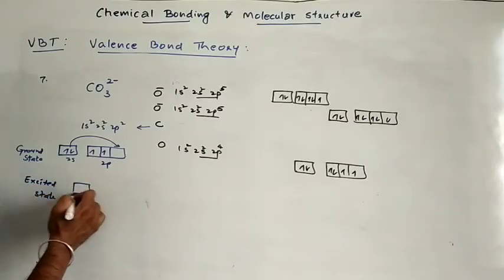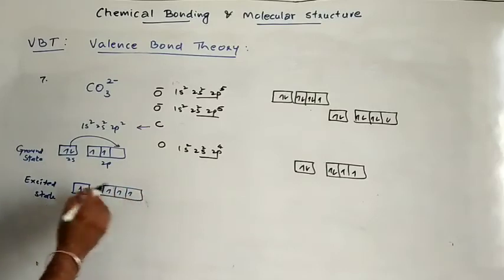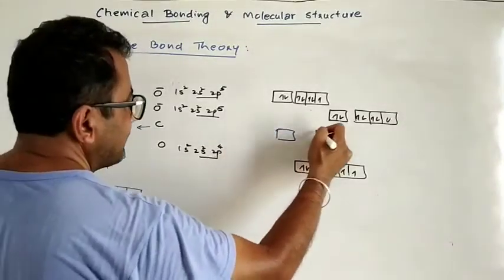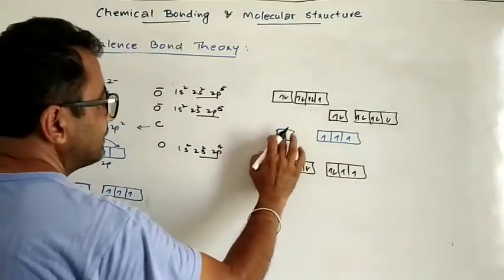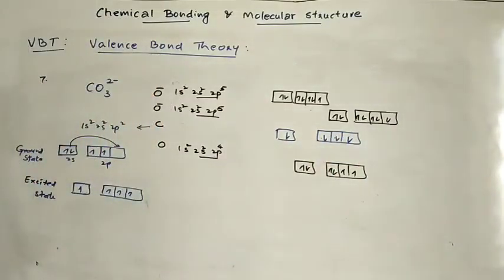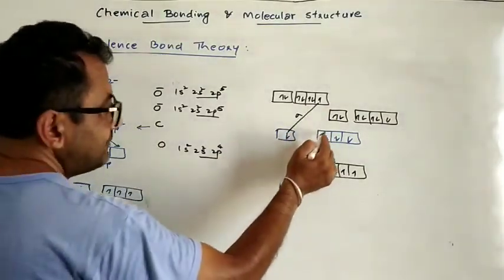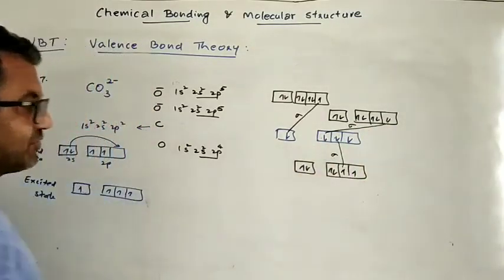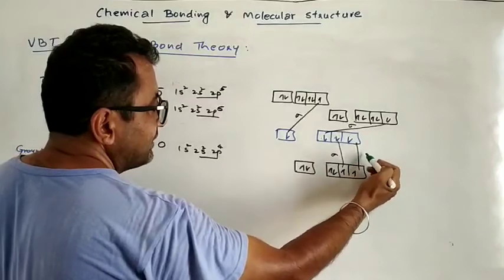In the excited state, carbon gets 4 unpaired electrons because 1 electron from 2s shifts to 2p. So we will draw the excited state of carbon here, like this. Mark them with opposite spin to show the bonding. Now show the bonding. It will combine to form a sigma bond, and this will combine to form a sigma bond. The first bond is sigma; the second bond cannot be sigma between the same two atoms. Between this carbon and this oxygen, one bond is sigma. So what is the second bond? Pi.